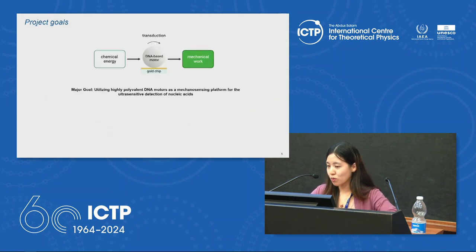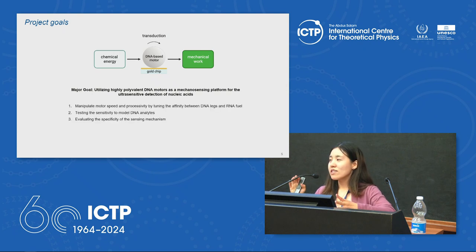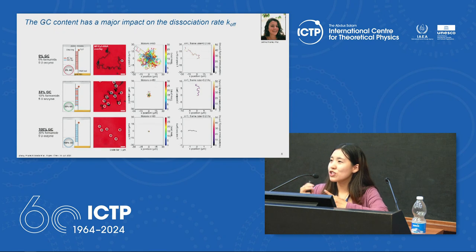So then next, we wondered if we could use our DNA models as a mechanosensing platform also for the ultrasensitive detection of nucleic acids. So for this project, I wanted to see if we can manipulate the model speed and the processivity by tuning the affinity between the DNA legs and the RNA fuel. So essentially, we rationally changed the sequence. And once we found the best performing sequence, we tested the sensitivity and the specificity of our mechanosensing assay to model DNA analytes. So toward the first goal, again, we wanted to change the affinity between DNA legs and the RNA fuel.